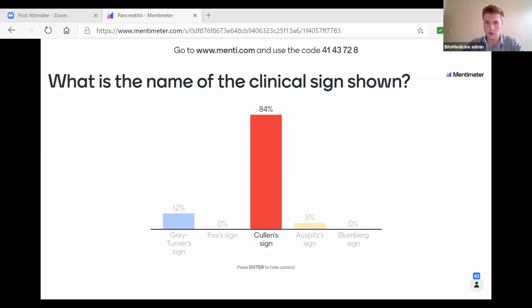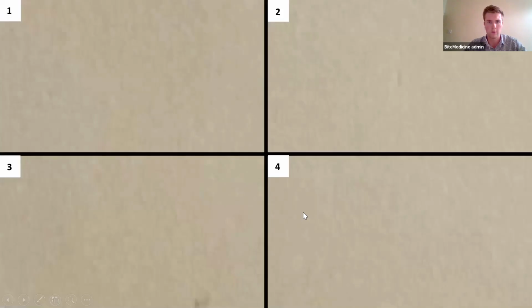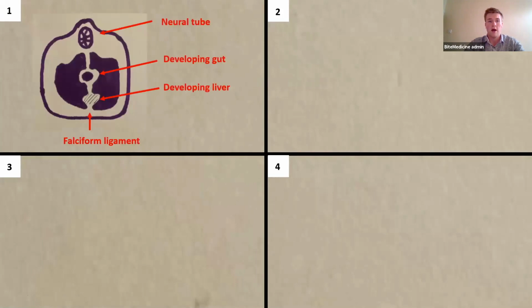case, let's have a look at what Cullen's sign is. As you can see here, it's this periumbilical bleeding that occurs. But why do you get that with pancreatitis? So we're going to go back to our preclinical anatomy here. I've drawn these myself because it was impossible to find these images on the internet.